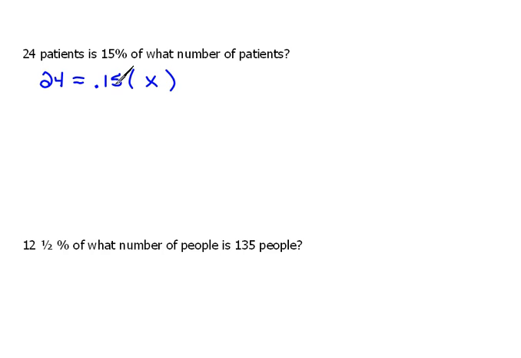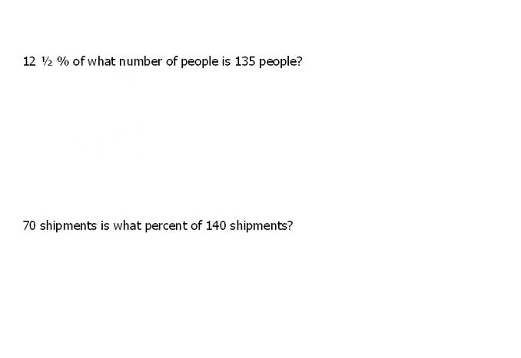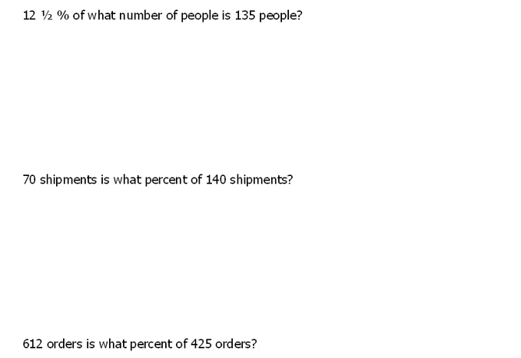Rather than multiply it by 0.15, let's do the opposite, which would be to divide by 0.15. When we do that, now we have the x all by itself. And 24 divided by 0.15 would be 160. So 24 patients is 15% of 160. That makes logical sense. Let's do another one. We need to do several to practice here.